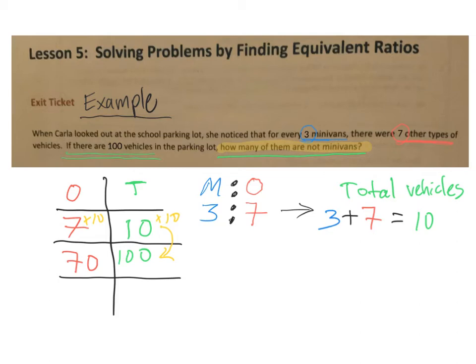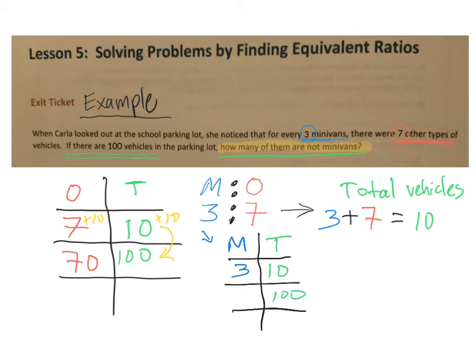Which means that if we were going to do an equivalent ratio table for minivans, and we said minivans to total, and we plugged in the same thing here. We said, okay, 3 minivans, and we know the total number of vehicles is 10. That increased to 100. So whatever we do to one side, we had to multiply 10 by 10 to get 100 here. So we have to multiply 3 by 10, because what we do to one side, we have to do to the other, and we get 30.